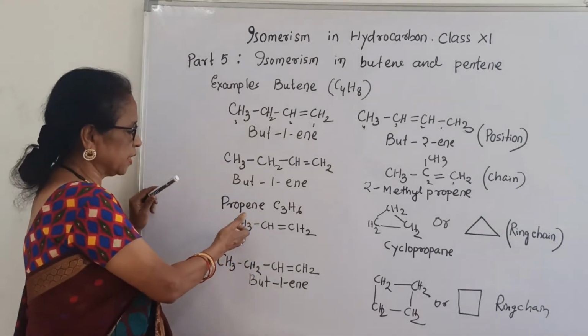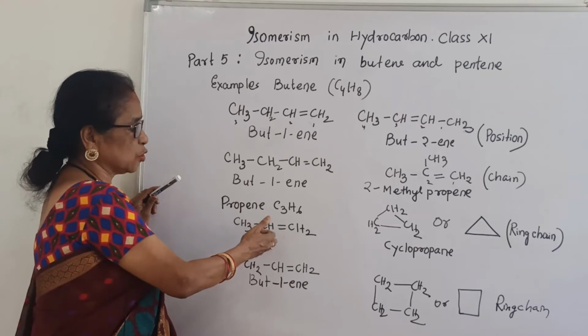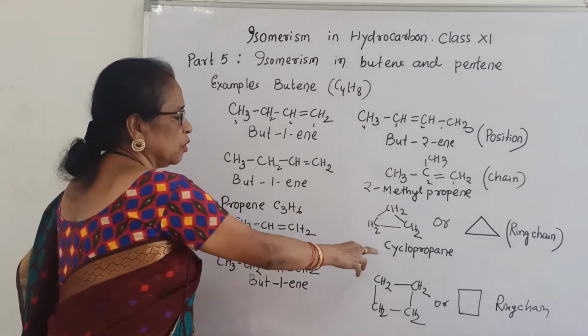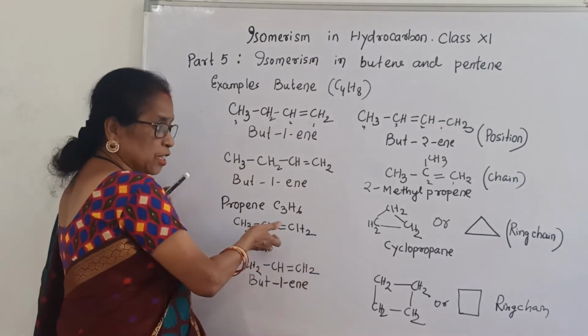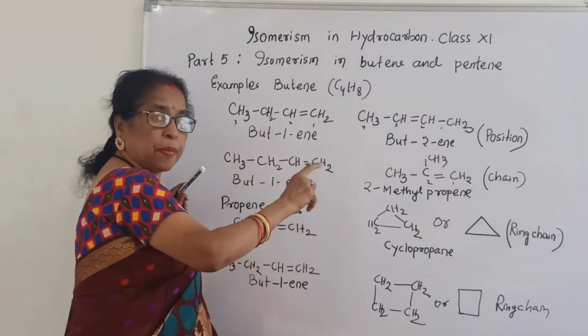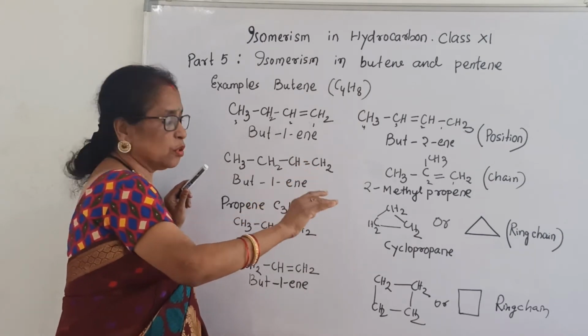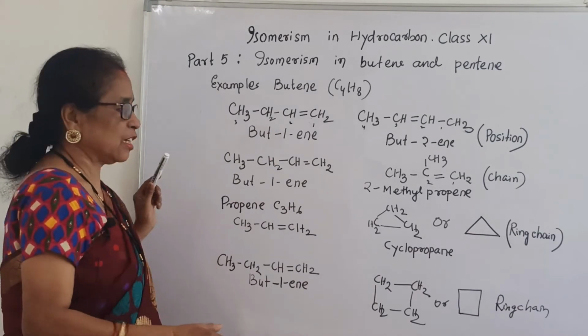This one is an exception case for propene, where propene is CH3 CH=CH2, and you can also write it in terms of cycloalkane. So it is cyclopropane. See, propene has a double bond, and cyclopropane has no double bond. This is also represented like this, and this is called ring chain isomerism.